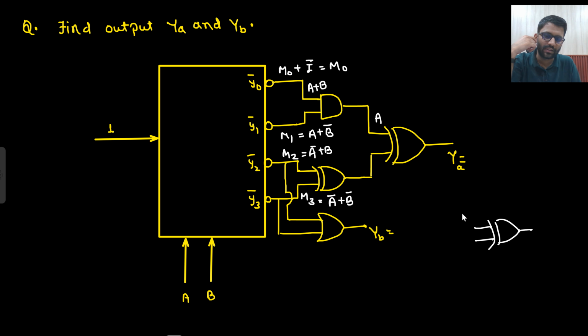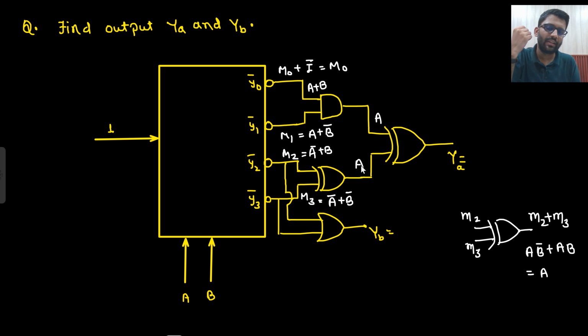We got to know that this is your small m2, this is your small m3. This can also happen. So what does this function do? What do we call it? XOR gate. So what does an XOR gate do? Everything but not common. So this will deliver m2 plus m3 here. So what is m2 plus m3? m2 is a b bar and m3 is ab, right? So it would be a only. So very easily I got this is a.